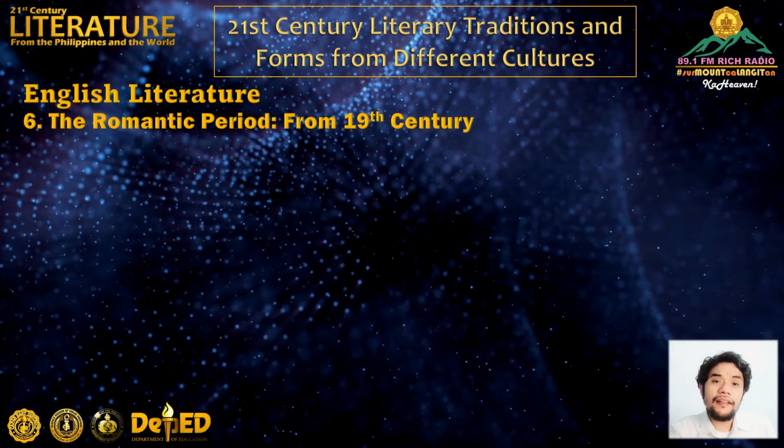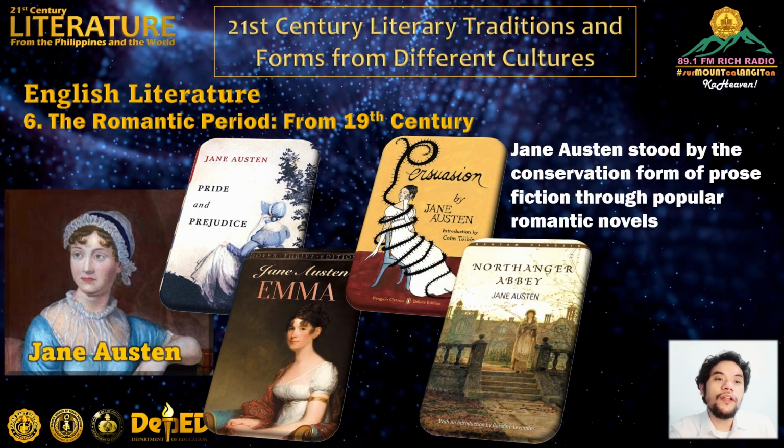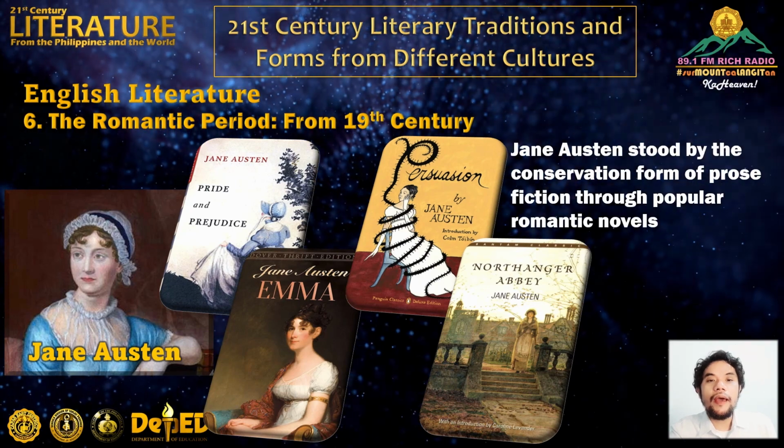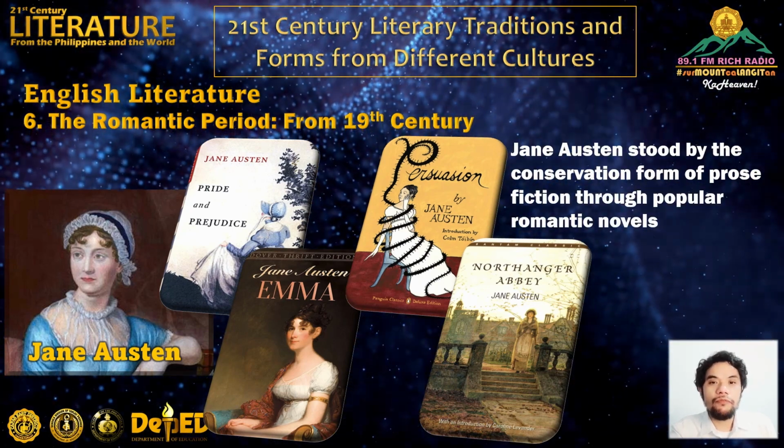On the other hand, Jane Austen stood by the conservative form of prose fiction through popular romantic novels like Pride and Prejudice, Emma, Persuasion, Northanger Abbey, to name a few.